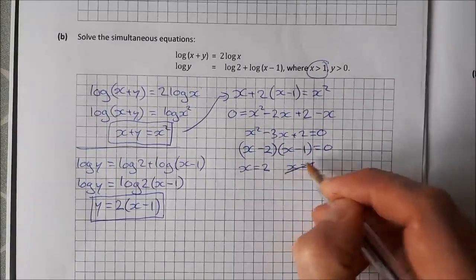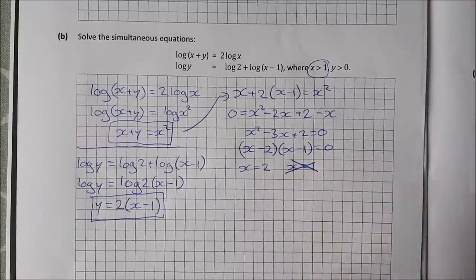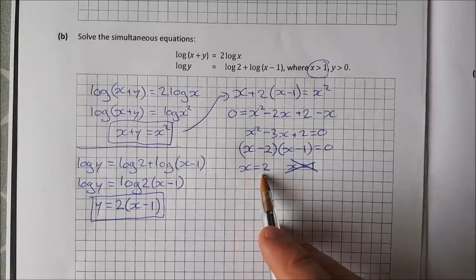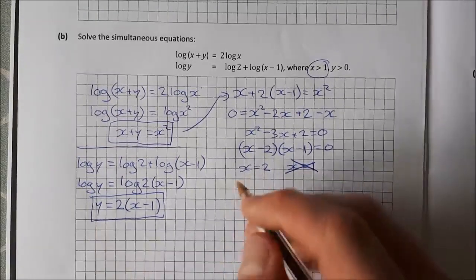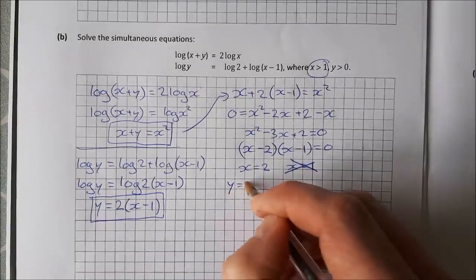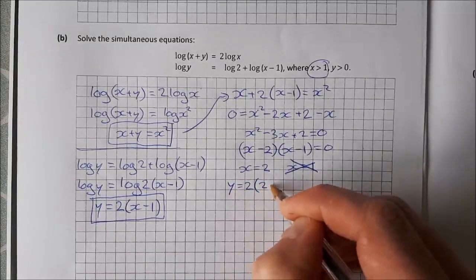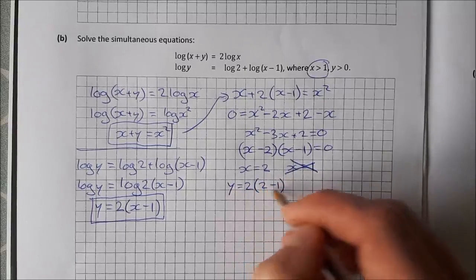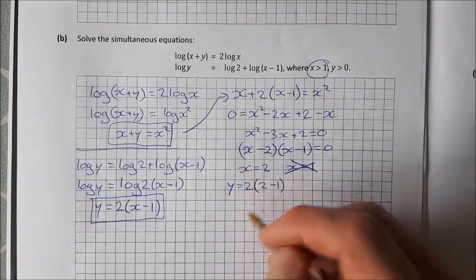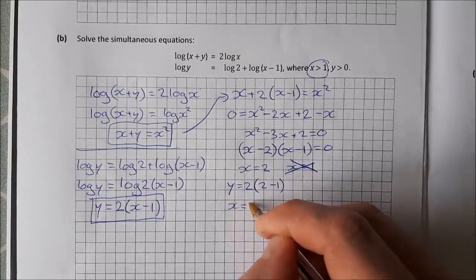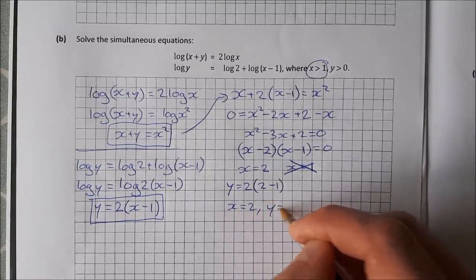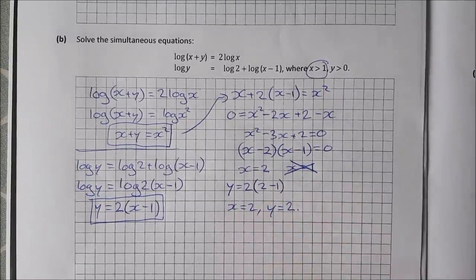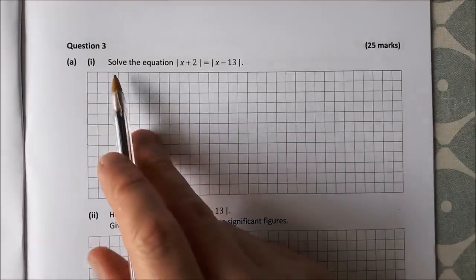So that means x cannot be equal to 1, so we discount that solution. Now if x is equal to 2, what is y equal to? Well, y is equal to 2 times 2 minus 1. 2 minus 1 is 1, 2 times 1 is 2, so my solution is x is equal to 2 and y is also equal to 2. Okay, so on to question 3.